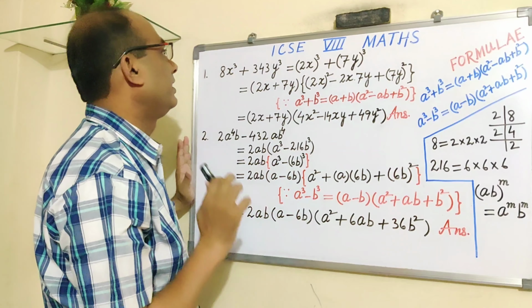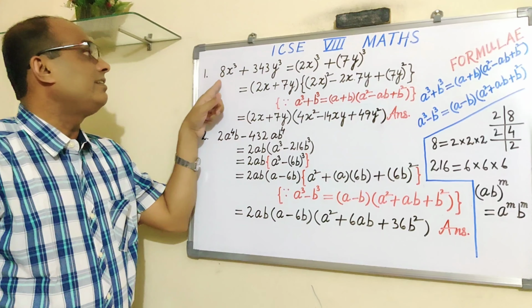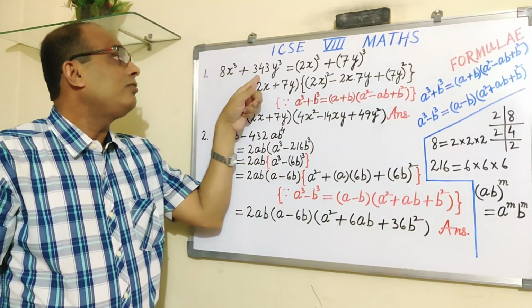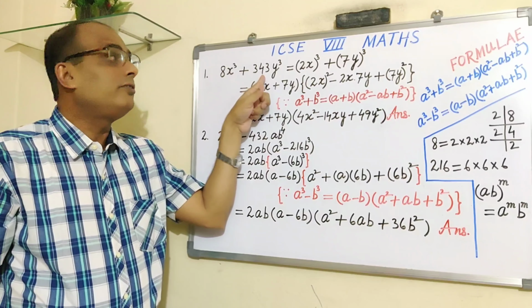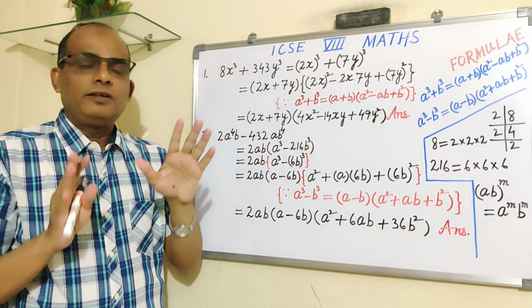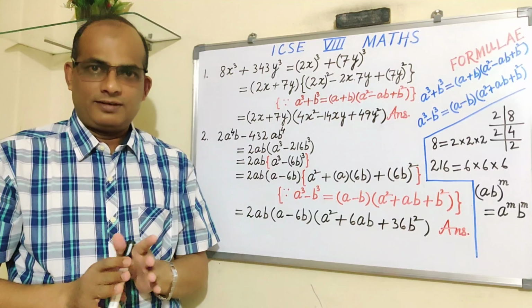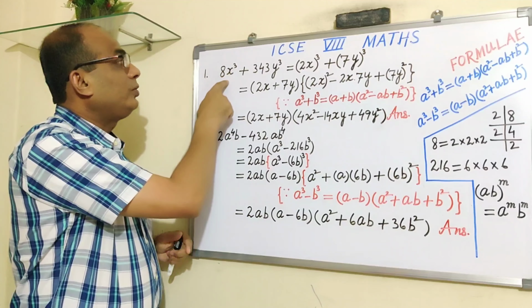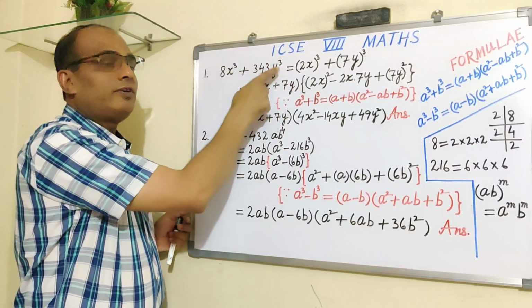We are going to use it. Now see this. The first question is 8x cube plus 343 cube. This you have to factorize. A very small question. Factorize 8x cube plus 343 cube.